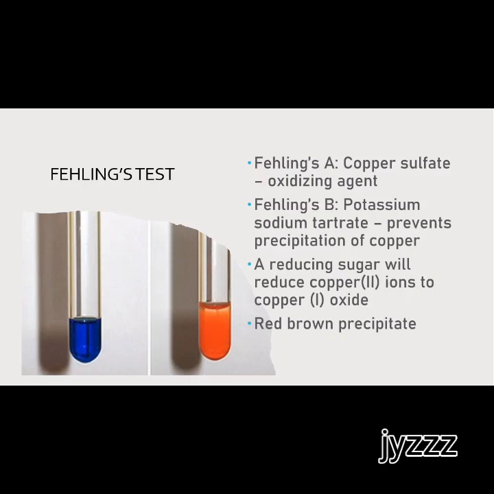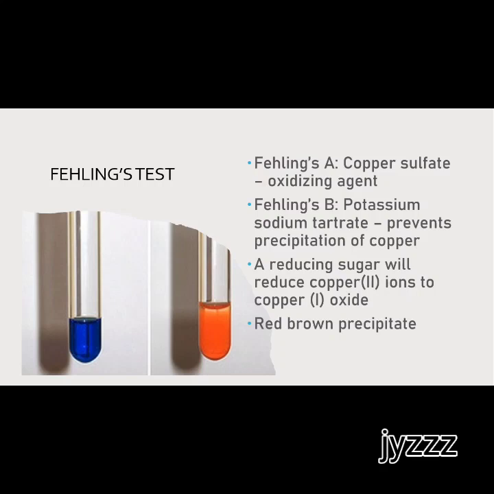Okay, and so in the presence of reducing sugar, it will reduce the copper 2 ions into your copper oxide, giving you a red brown precipitate. When the copper is reduced, the copper 2 ions are reduced into your copper oxide, giving you a red brown precipitate. The reagent should be prepared right before you test using your Fehling's test.